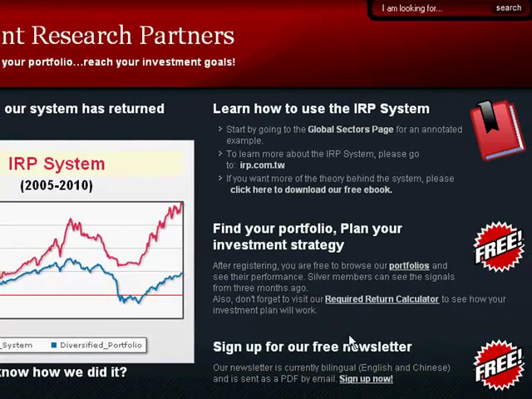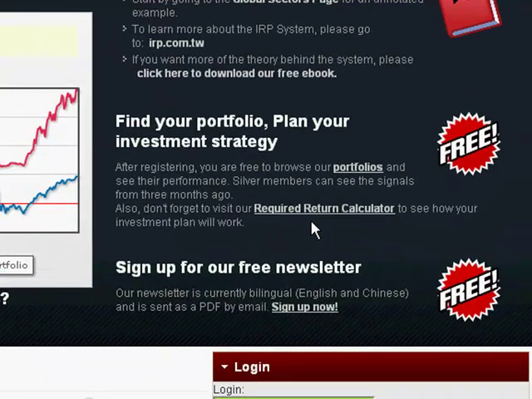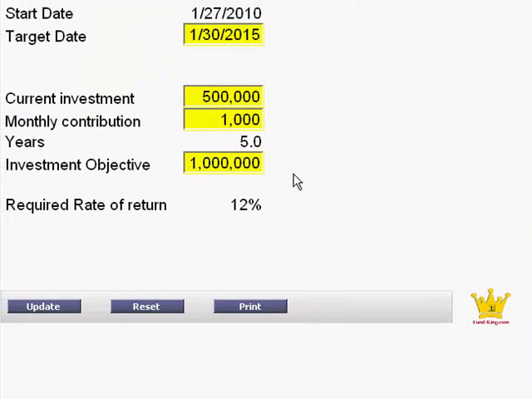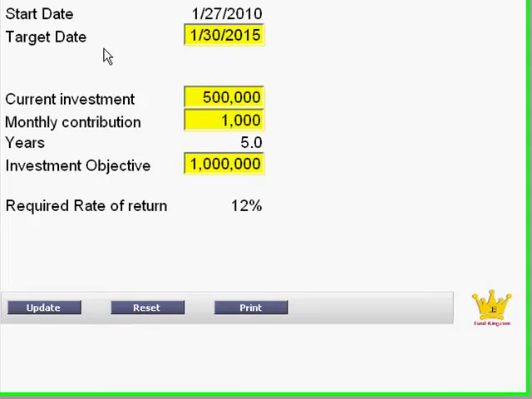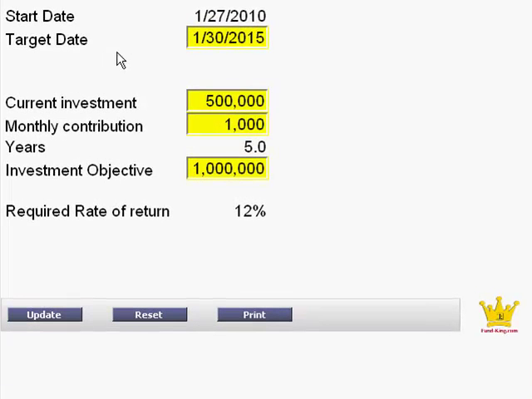But to find out how we achieve that number, let's go right down here under Find Your Portfolio, Plan Your Investment Strategy, and we find a little link for the required return calculator. There's also one lower down that you'll find in the links section. We click this link and we find ourselves at the FundKing Investment Calculator. Here you will be entering your information into the yellow columns.